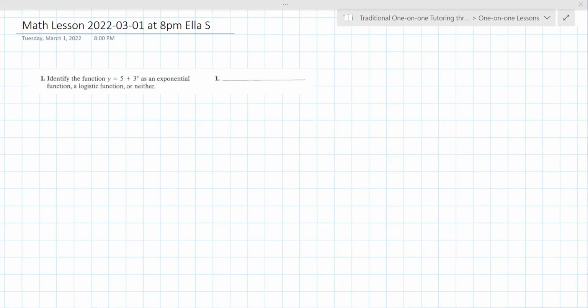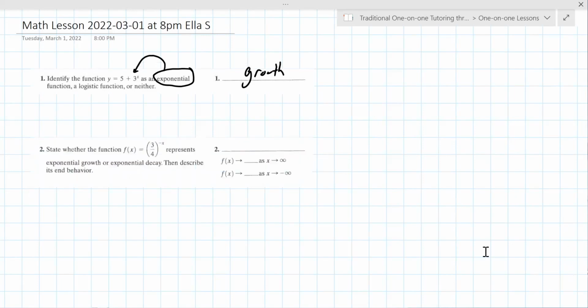It is an exponential function because of this 3 to the x. Yeah, it's a growth function if that was important here. I wouldn't expect anything that kind of what we would call trivial to be on the exam, because it's like a build up to the next type of questions. So the next one here is kind of the same thing.